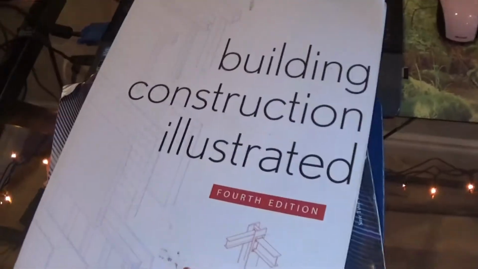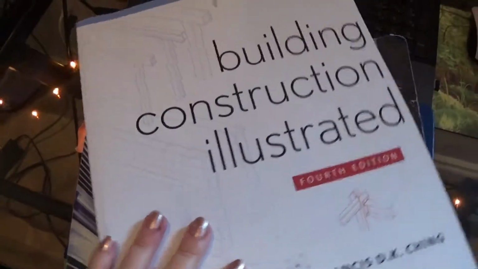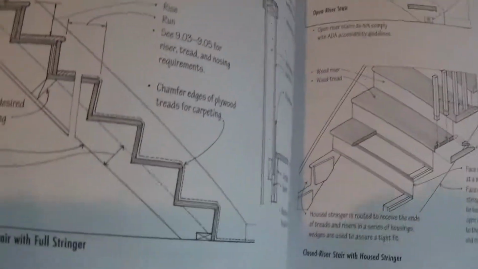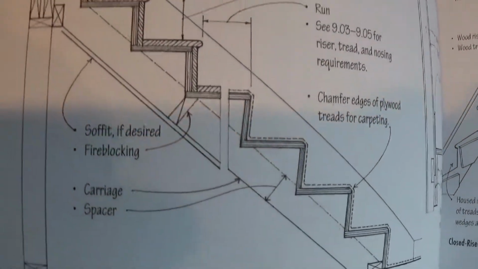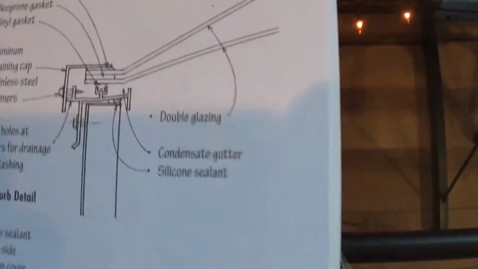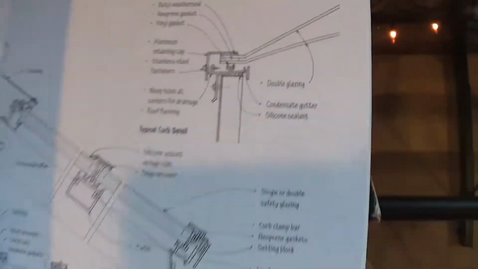Okay guys, so the next book I want to talk about is Building Construction Illustrated. It is by Ching, and it is the 4th edition. So for this one, it was very helpful in school because it actually talked a lot about details. So for example, here, it talks about stairs and what everything is and how it's constructed. And as you can see, it actually gets pretty detailed with a lot of the things that you basically need to know.